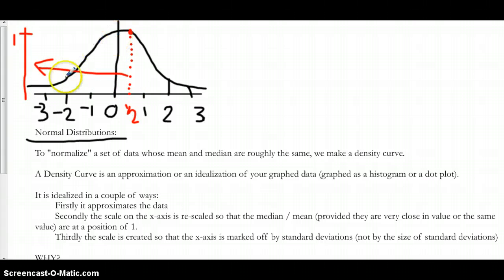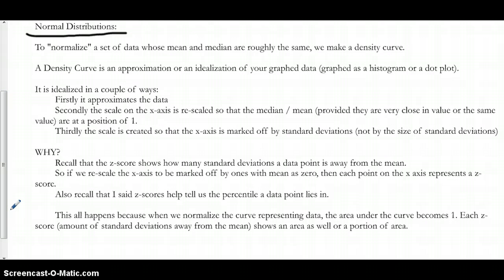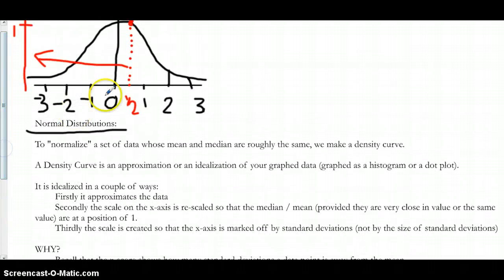So whatever percentage of area I have here, that's the percentage of people who have a value less than this particular value in my data set. Why do we do this? Well, we want to make a connection between the z-score, which tells how many standard deviations a point is away from the mean, and area under the curve, and percentiles. It just makes it a little easier if we put all those things together to talk about where a data point lies in the data set.